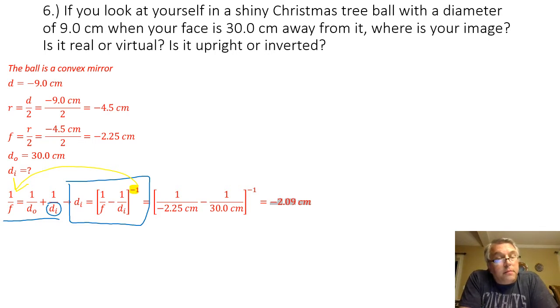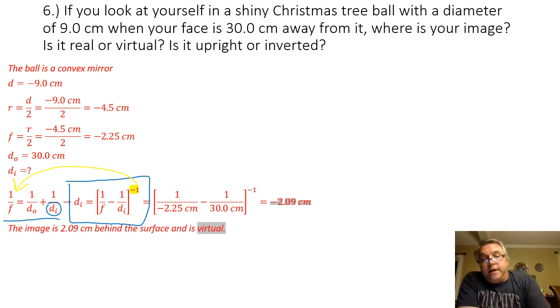So once I plug my values into this equation, I am going to have an image distance of negative 2.09 centimeters. Because this is negative 2.09 centimeters, that tells me that the image is behind the mirror and it is virtual.